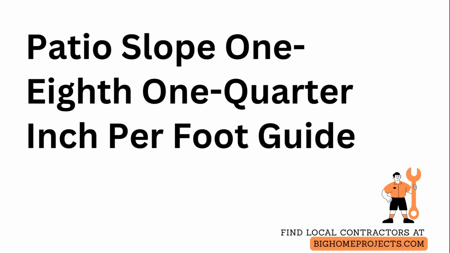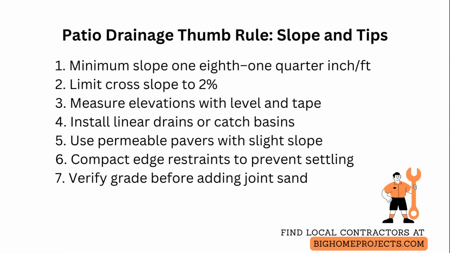Patio slopes should move water away from the house at a rate that prevents ponding while keeping surfaces accessible. For paved patios, the practical thumb rule is a minimum slope of 1/8 inch to 1/4 inch per foot away from the house, which equals about 1% to 2% slope. Measure with a level and a tape and mark elevations at regular intervals so you do not guess.